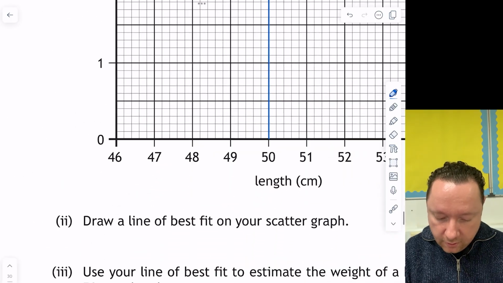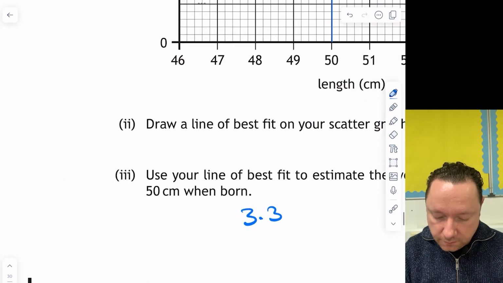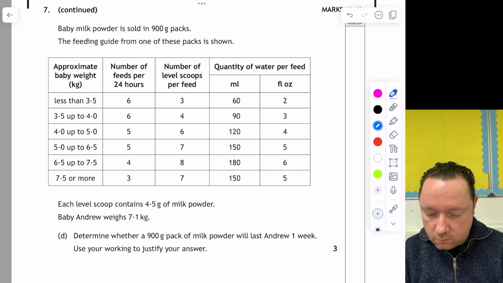So I write 3.3 and the answer's in kilograms. And we're done there for the scatter graph.